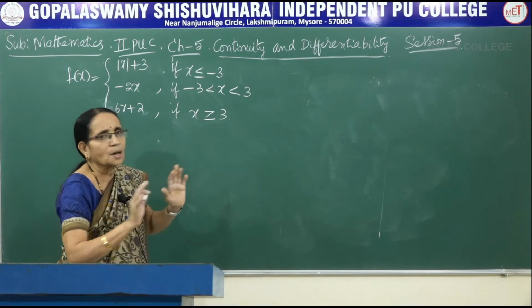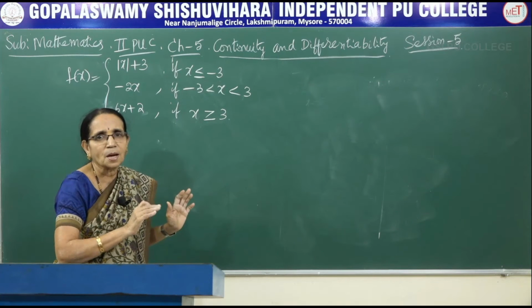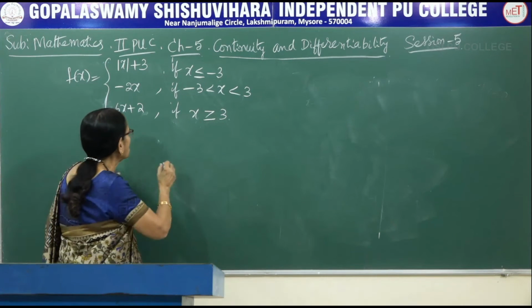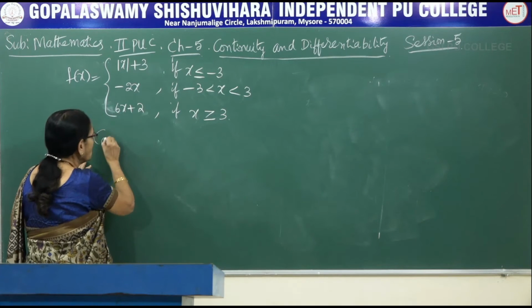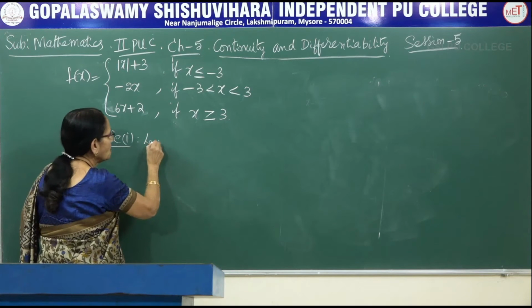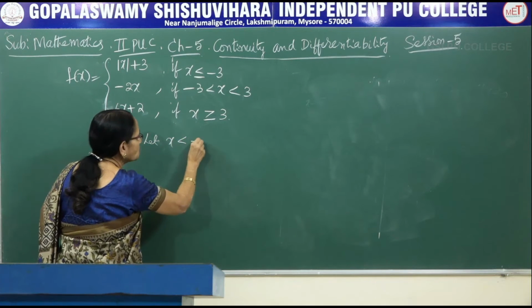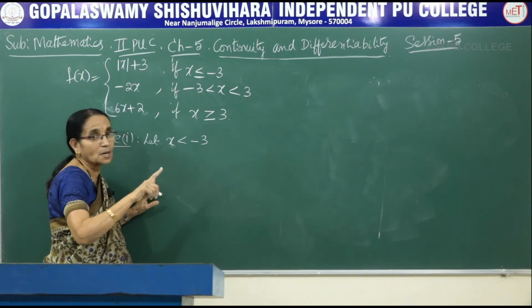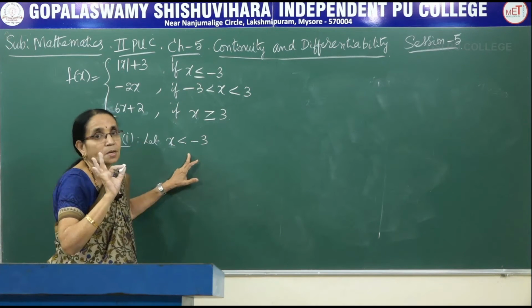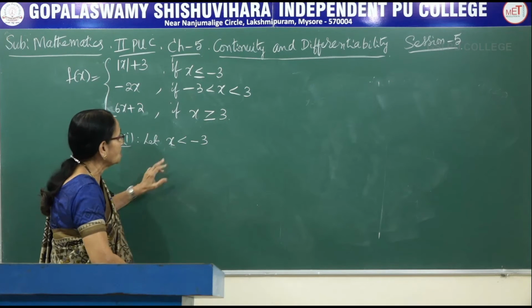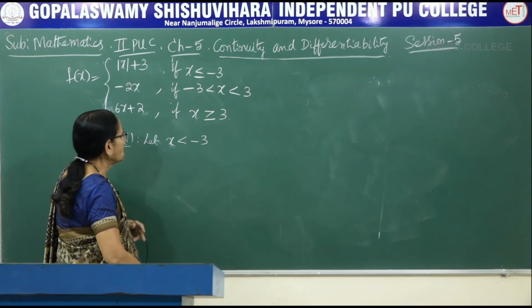First, let me take the extreme cases, before minus 3 and after plus 3. Then we come to the in-between points. Now, here you have to be careful. Case 1, let x be strictly less than minus 3, no equality. Of course, in the definition there is an equality sign, but I am taking a strict inequality. Let x be less than minus 3.